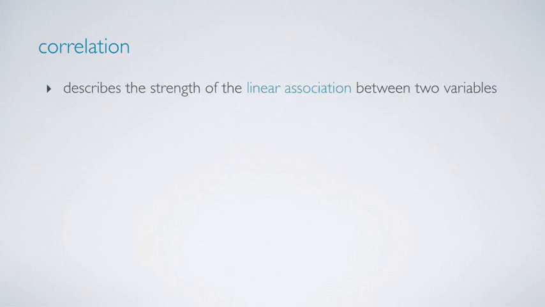One measure of the strength of the association between two numerical variables is correlation. In fact, correlation specifically describes the strength of the linear association between two variables. The key word here is linear, so we only measure the linear association using correlation. We denote correlation with an R. Next, we're going to go through the properties of the correlation coefficient.